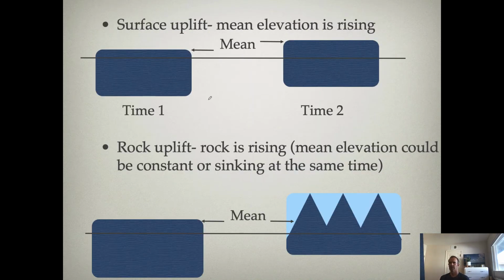So this concept means that we define two different types of uplift. And the term uplift refers to just vertical movement of material, of the crust. So first is what we call surface uplift. And this surface uplift means that your average elevation is rising, your mean elevation is rising. So if this is your mountain range or your iceberg at time 1, at time 2, the whole thing has moved up, and so your average elevation is increased.